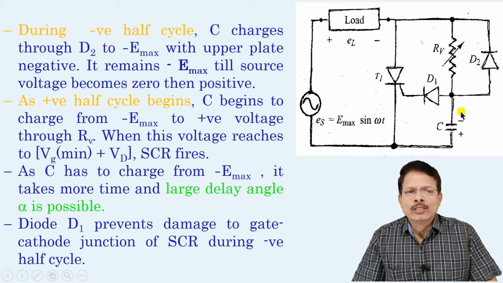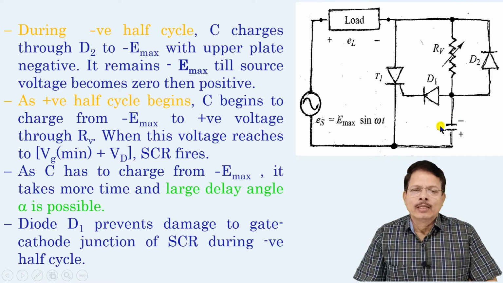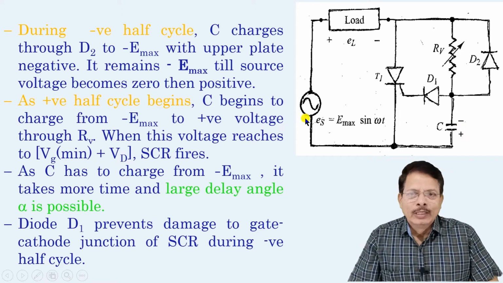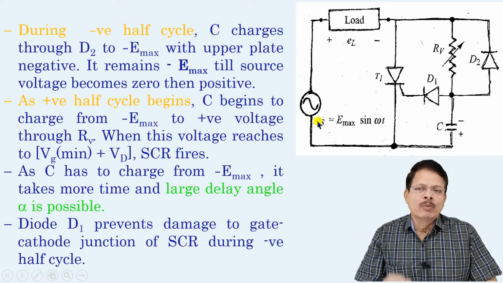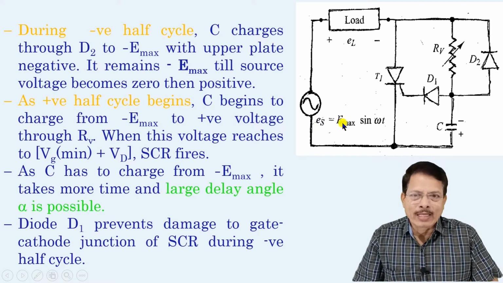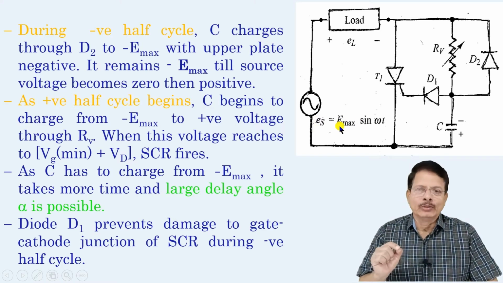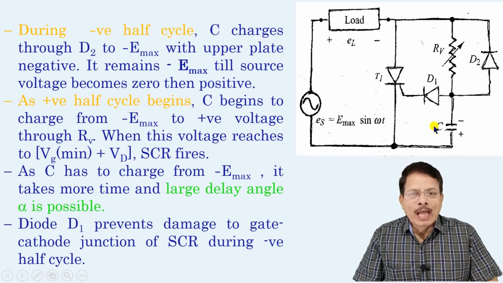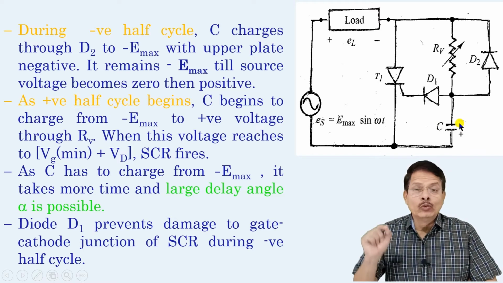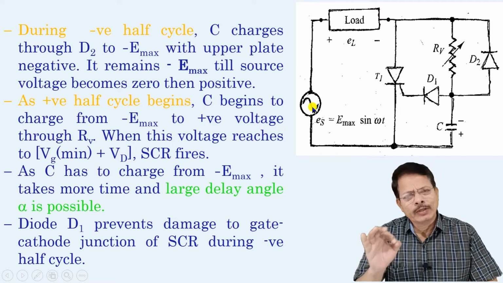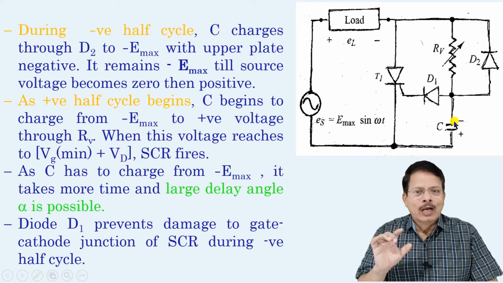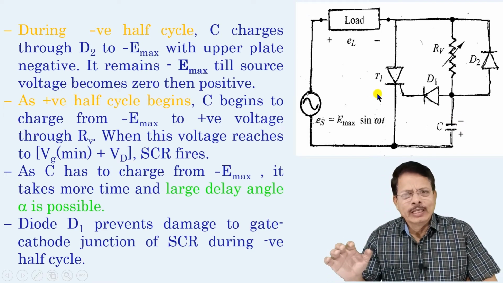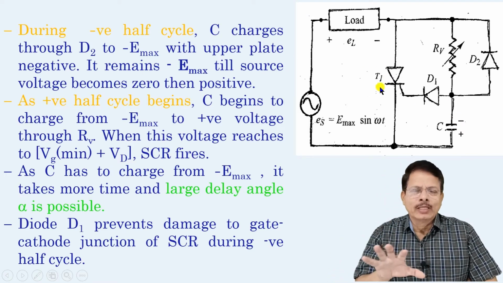Because of that, it instantly charges this capacitor, and you know that in AC the capacitor gets charged to the maximum value. That means the maximum negative amplitude of the AC, which we call E max, capital E meaning amplitude maximum, with the upper terminal negative. During the negative half cycle, the capacitor is charged to the negative peak value of the supply voltage. This is a very important point. That means the upper plate voltage is very large negative, and so long as it is negative, the SCR is off. So during the negative half cycle, the SCR is off.